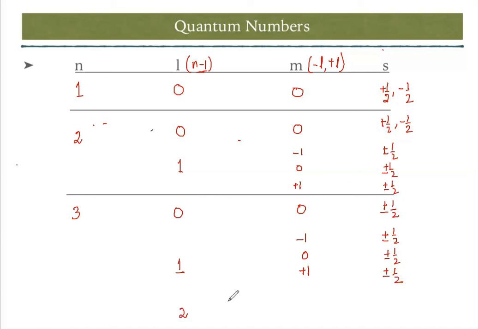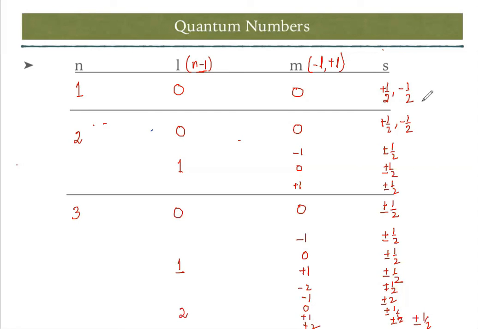For 2, M will be -2, -1, 0, +1 and +2. So each individual will have plus half, minus half. So how many plus half, minus half pairs? 5. So plus half, minus half, plus half, minus half, plus half, minus half, plus half, minus half, and here it will be plus half and minus half. So 5.